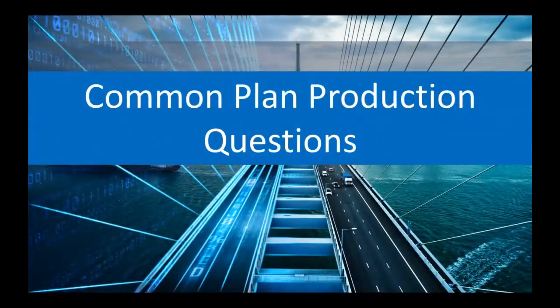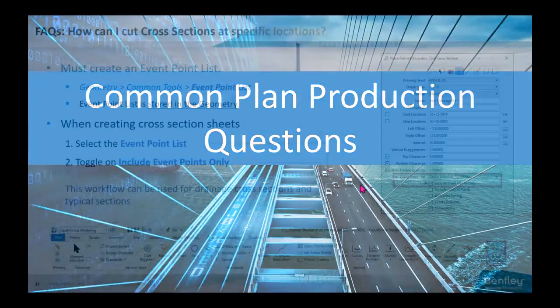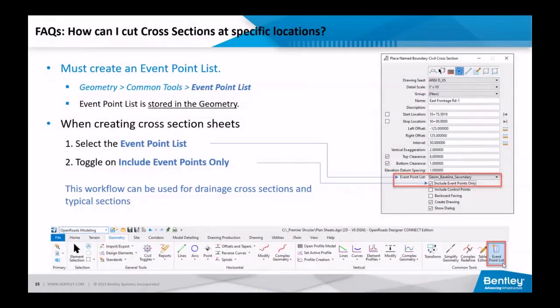Common plan production questions. Okay, so we'll just go through questions like we get a lot about plans production. The first one is, how can I cut cross sections at specific locations? You can do this with the 2-point cross section, but you're doing one for every single station that you may want to have a cross section cut at.